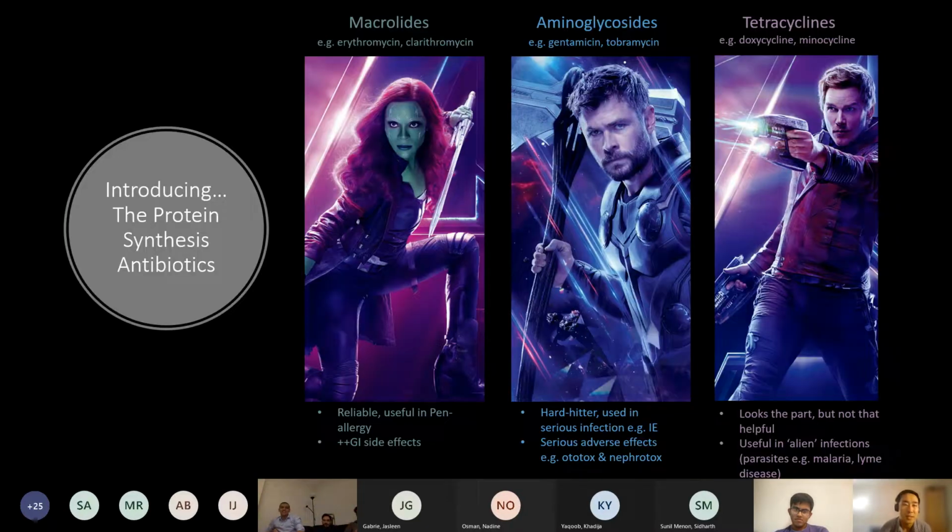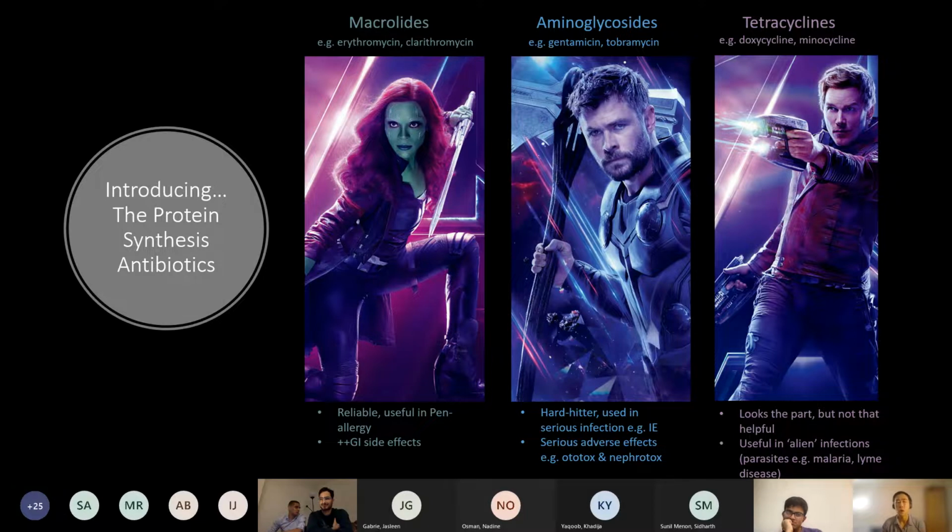We've got, from the Guardians of the Galaxy, Gamora, who is our macrolides, and we think that's because she's reliable and useful in penicillin allergies, and mostly she's green, so that made me think of GI side effects. Then for the big hitter, we've got Thor for aminoglycosides, because they're the ones that are bactericidal, right? But similarly to the Hulk, he does have serious side effects, so ototoxicity and nephrotoxicity. But aminoglycosides are one that we really use in serious infections like infective endocarditis.